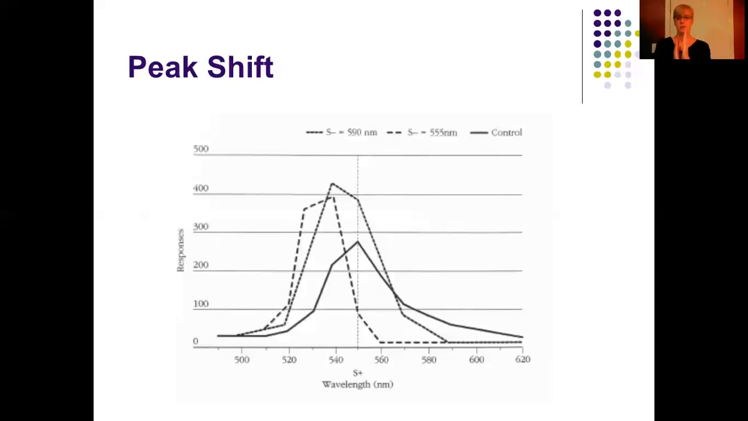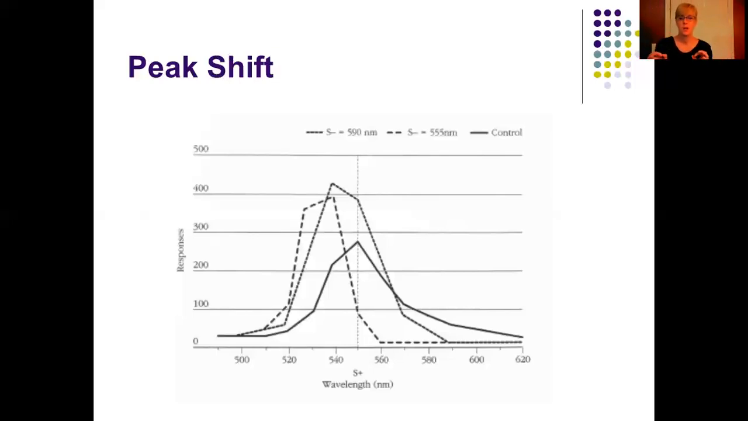Now, if my S plus was 550, but I had an S minus over here on this side to the left of it on my graph, where would the shift be? Your default is, well, it should be here, but I'm going to shift in the direction away from the S minus. So if my S minus is over here, I'm going to shift this way. Okay, so the first thing is use your default as the S plus, and then where's the shift? It's in the direction away from wherever your S minus is. Okay, so that's the first thing you have to know in drawing graphs for peak shift.